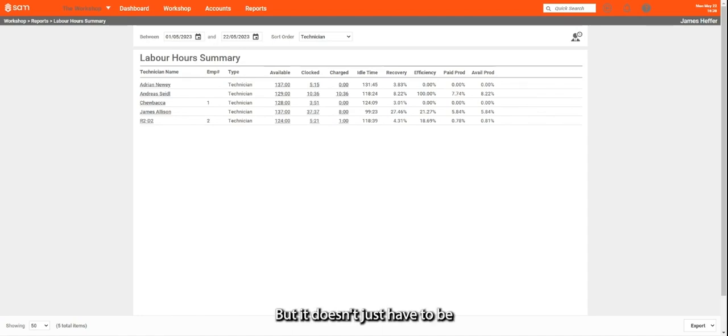But it doesn't just have to be a gotcha metric. You might have a technician who's looking to get a pay rise, and you could say if they reach a certain new level of paid productivity, they can get that pay rise. And that's just a couple ways we can use webSAM to improve our productivity, profits, and efficiency.